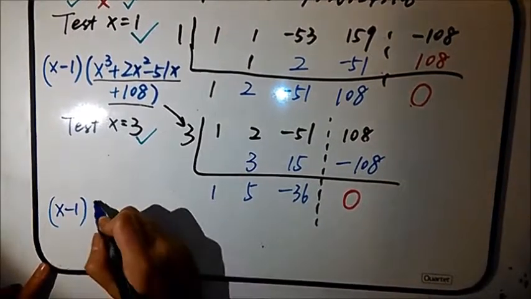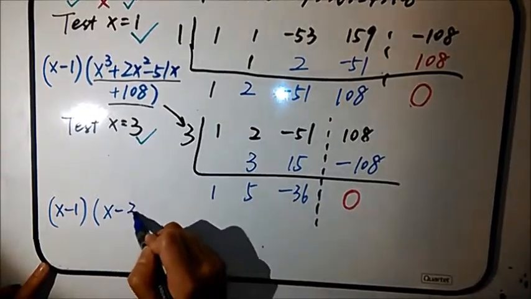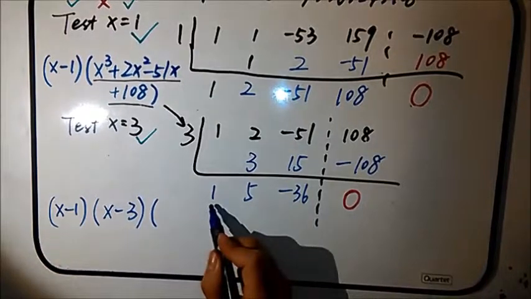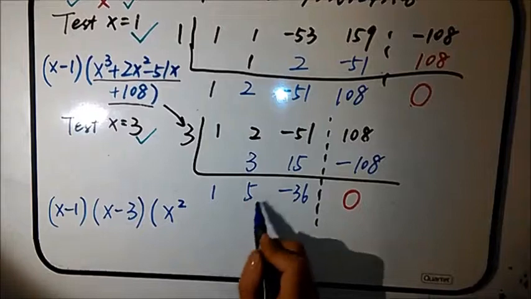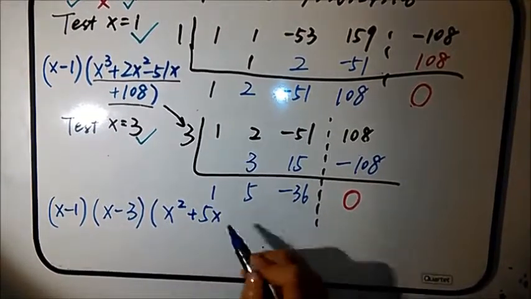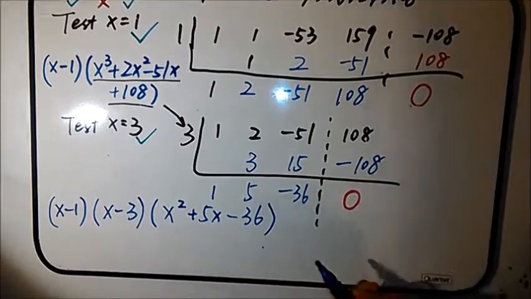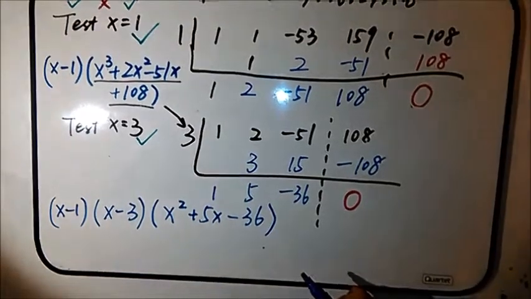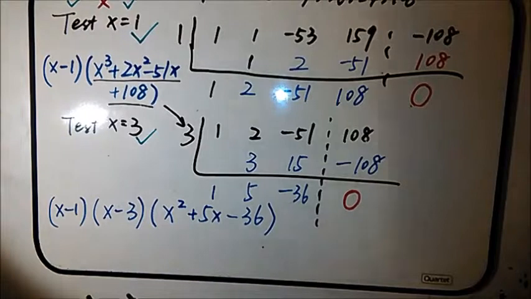We're going to bring down x minus 3. And then this is going to be x squared plus 5x minus 36. Okay. And look, we have brought our problem, our function, our whole thing down to a quadratic.